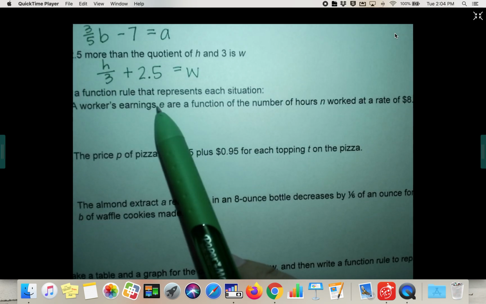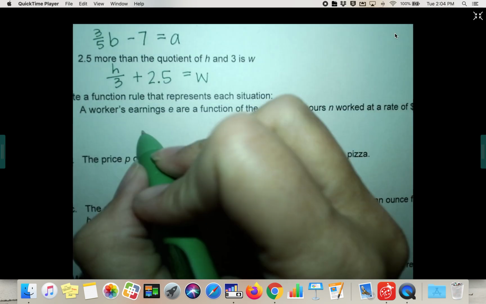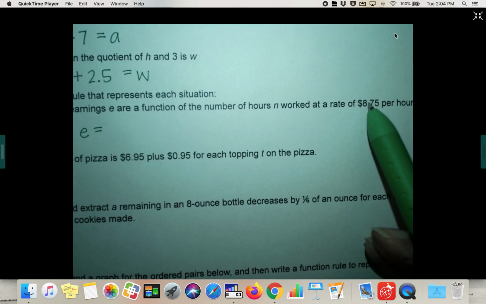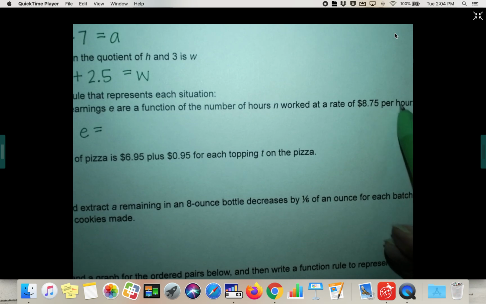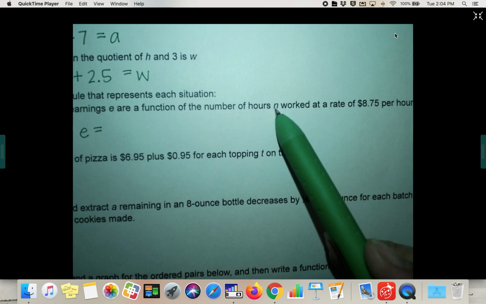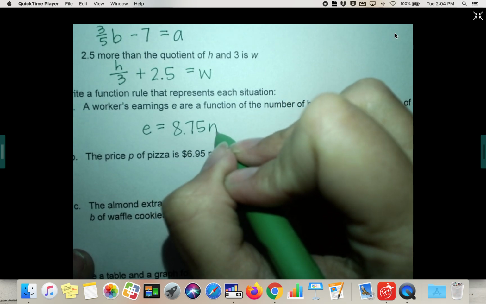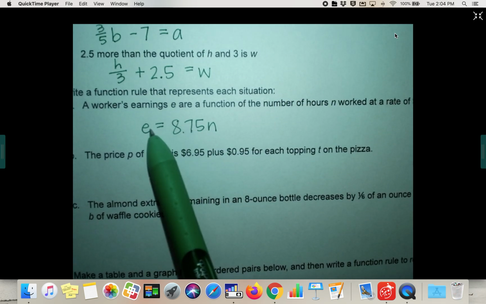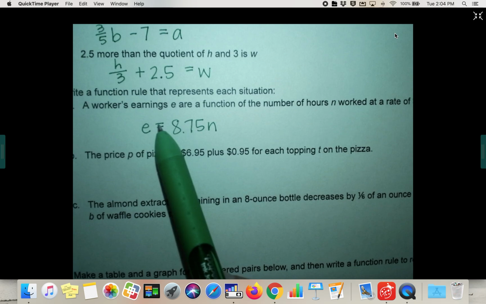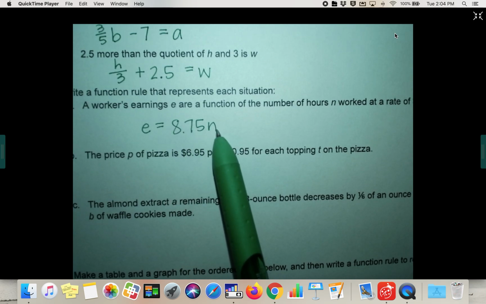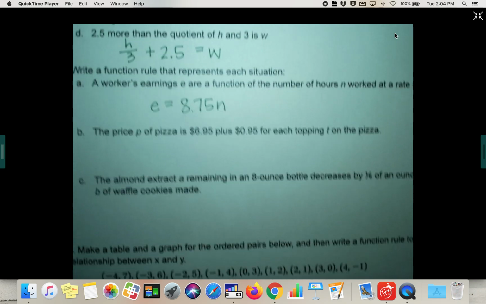So we don't know what the total earnings are, so we're going to put E equals, but we do know how to find it. It's going to be $8.75 per hour, and they want us to represent hours with n. So it's going to be $8.75 times n. So basically, the earnings that they have are equal to $8.75 per number of hours.